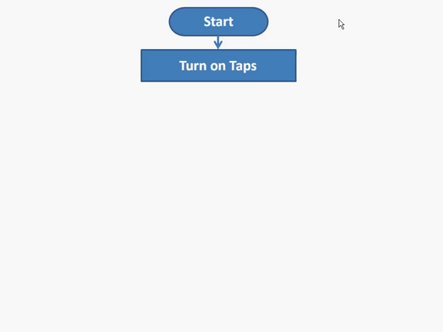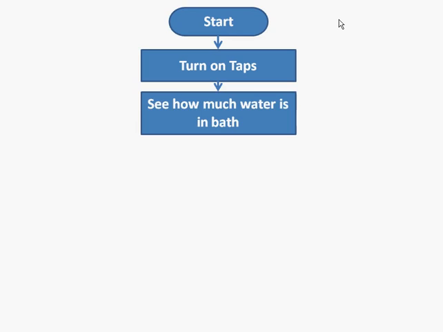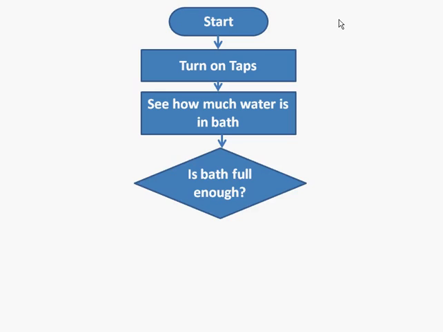Now the next step in the flowchart is a rectangle. Rectangles symbolize something called processes, and the process is that we turn on the taps to start running our bath. Then we have another flow line and another process, and this process is we see how much water is in the bath. We keep checking, don't we, to see how much water is in the bath.